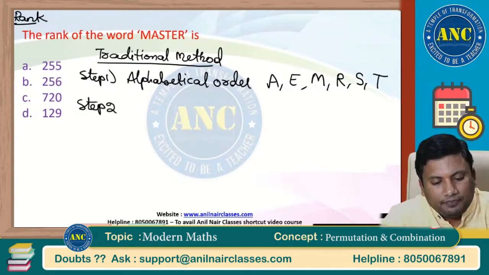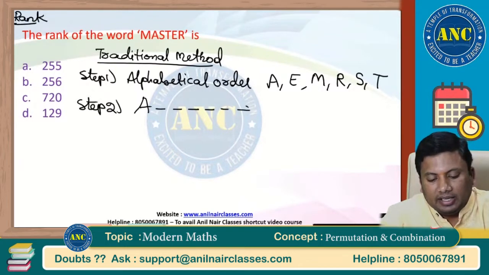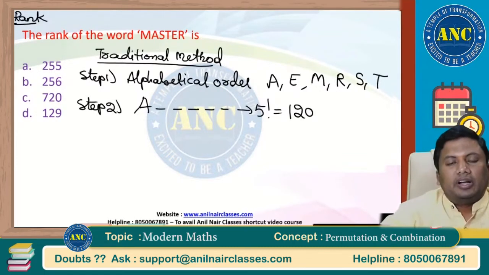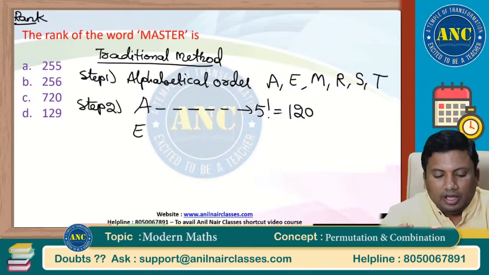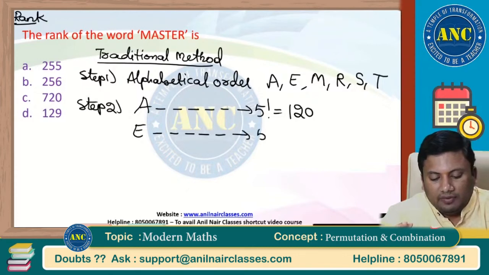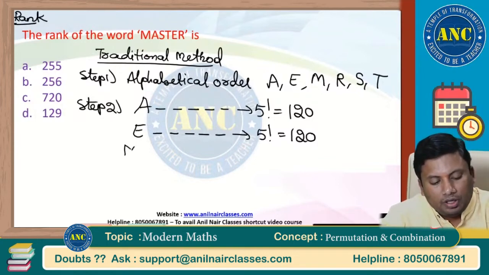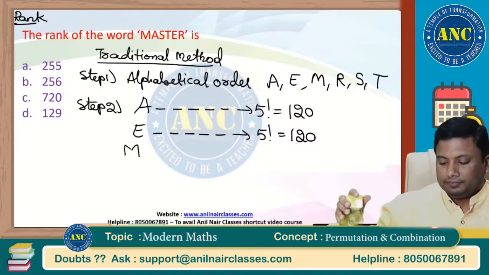Step number 2. Because it's a 6-letter word, in a dictionary, it will start with A. Remaining 5 letters can be arranged among themselves in 5 factorial, which is 120. All the words which are starting with A, they are over. Then next letter is E. All the words starting with E, 5 factorial, it is 120. It is over. Then it will start with M. What is the next first letter that will come? A.